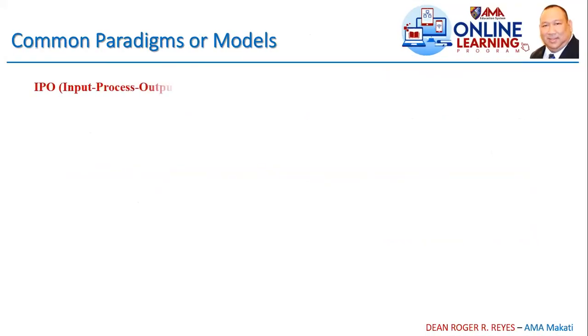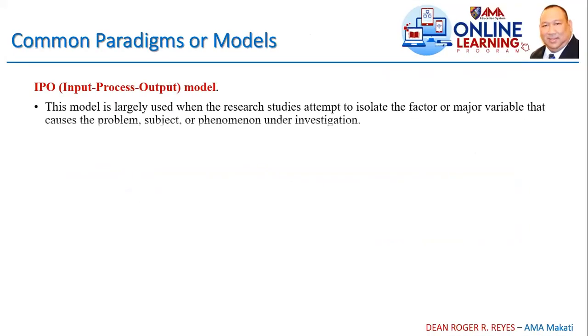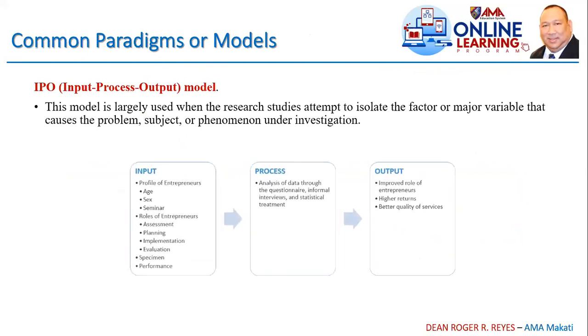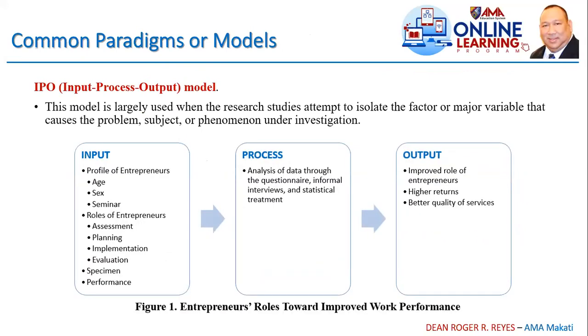Number one, common paradigms. We have the IPO or the Input Process Output Model. Ito ay napaka-familiar sa mga researchers because this model is largely used when the research studies attempt to isolate the factor or major variable that causes the problem, subject, or phenomenon under investigation. So, yan. So, di ba remember yung mga questions natin, di ba dati? Yung 4 types of question. Ito ngayon, magre-relate dapat dito.